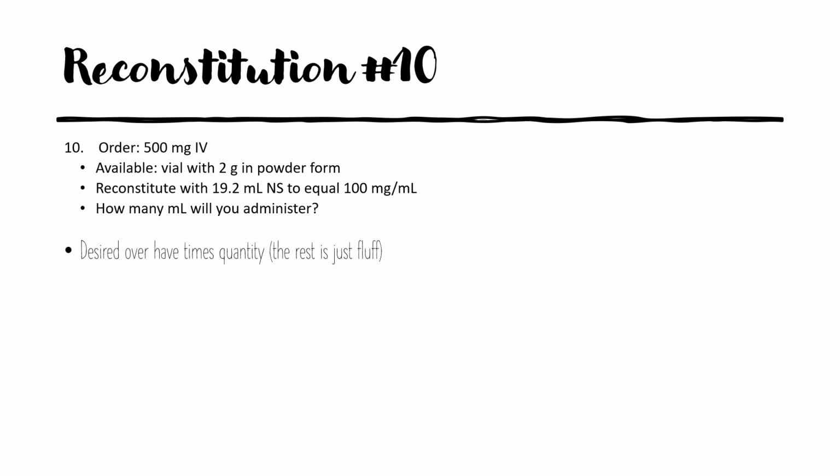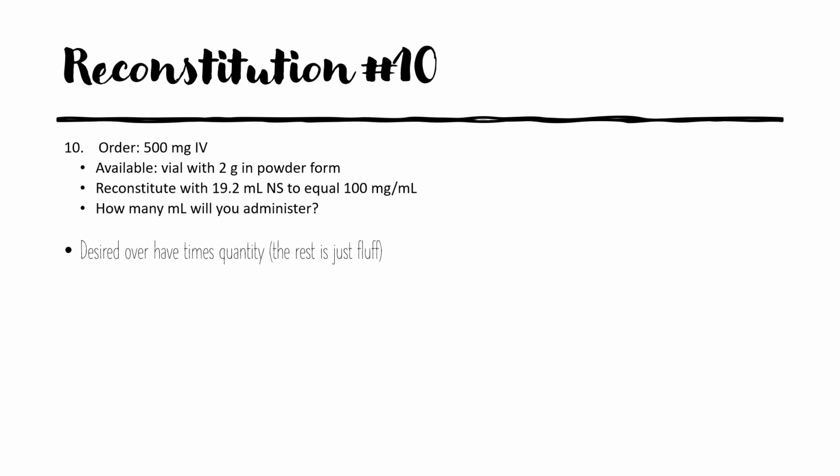So number 10, this is another reconstitution where I don't have a label. I'm just given instructions. So I have an order for 500 milligrams, and it tells you what's available: a vial with 2 grams of powder, reconstitute with 19.2 milliliters normal saline to equal 100 milligrams per milliliter, and how many milliliters will you administer?